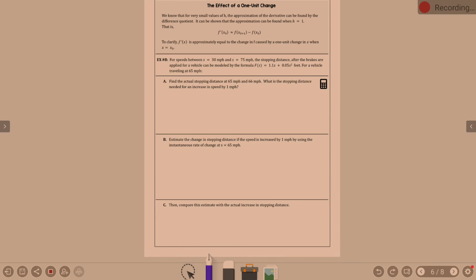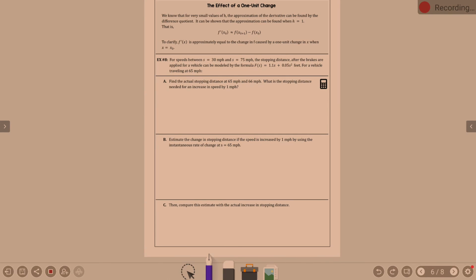So for speeds between 30 and 75 miles per hour, the stopping distance after the brakes are applied for a vehicle can be modeled by this formula. For a vehicle traveling at 65 miles per hour, we're going to do the following. Find the actual stopping distance at 65 and 66 miles per hour. And then what's the stopping distance needed for an increase in speed by 1 mile per hour?